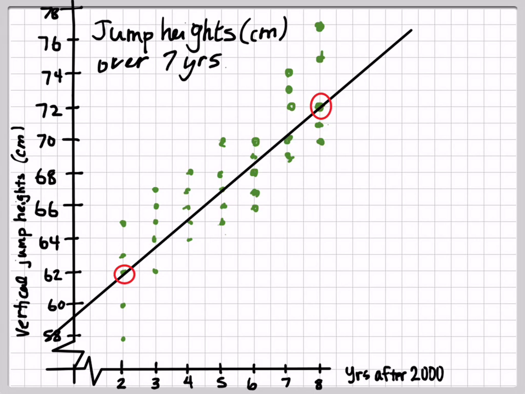Okay, so let me write down ordered pairs for what I have. This one was 8, 72. And this one over here was 2, 62. And I'm going to find slope for those two values. So how do you find slope? Y'all remember?